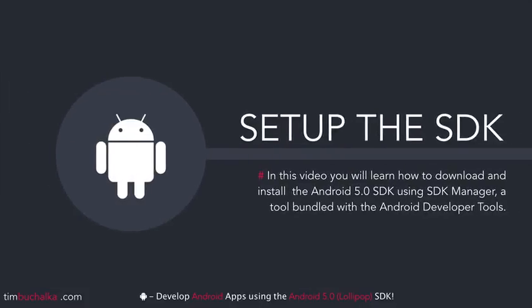In this video, we're going to download and install the Android 5.0 SDK using a feature of the Android developer tools called SDK Manager. The thing to note is that just installing the Android developer tools as we did doesn't necessarily install the right version of the SDK, so we need to actually take this optional step to make sure that it's all configured correctly.